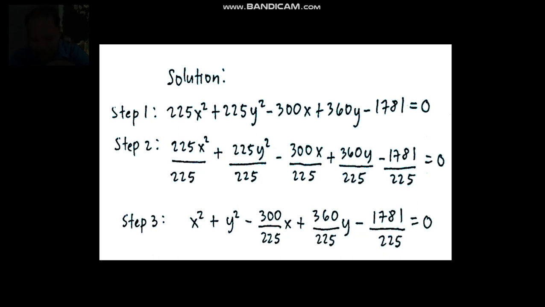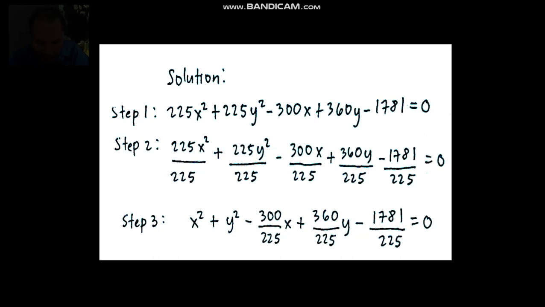In step 1, I wrote the equation as is. Notice that the literal coefficients x squared and y squared had the same numerical coefficient, which was 225. In step 2, I used the numerical coefficient 225 as a divisor of each term of the equation. In step 3, cancellation of terms was done for x squared and y squared.